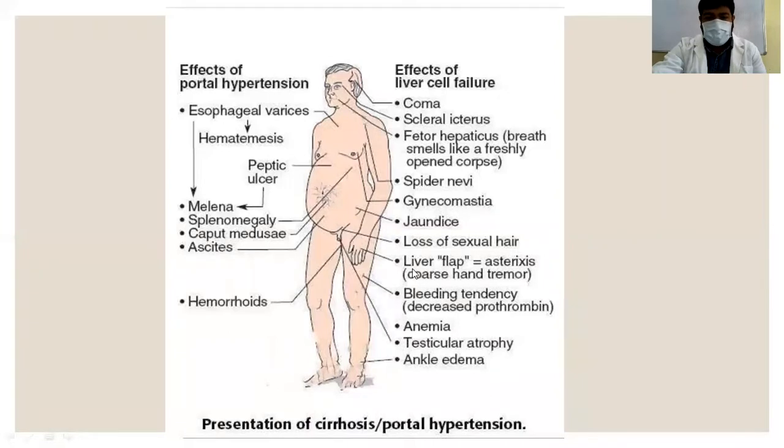And ascites can be there. Distended veins like caput medusae can be seen. Hemorrhoids can be there. Bleeding tendency, and when this bleeding is occurring, what is happening? All the blood products are getting depleted, and anemia can occur. And edema can occur. Ultimately, edema can occur due to the organ failure.